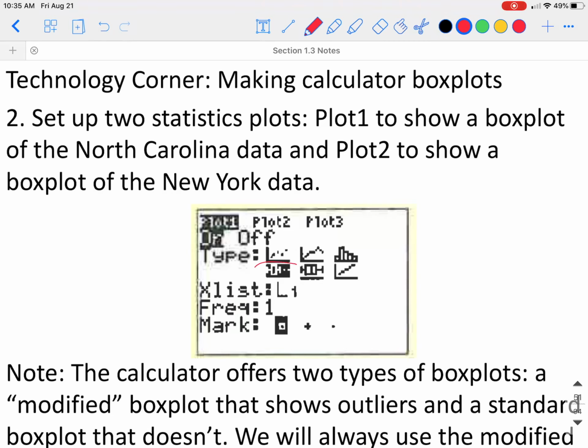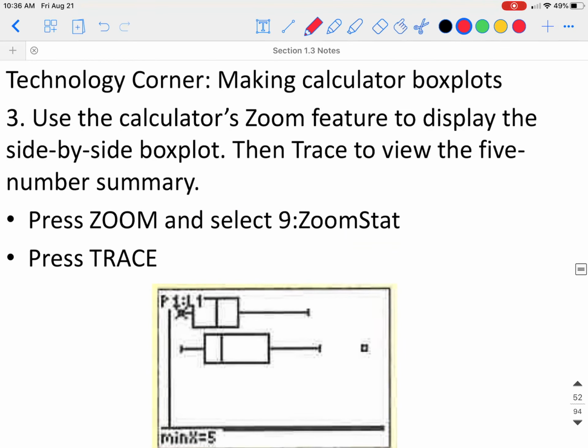Now there are two different box plots that you can choose. You want to choose the one that has the outlier option. You need to make sure Plot 1 is for list 1. Then you can go over to Plot 2, turn it on, make sure it's also a box plot with outliers, and make sure it is on list 2.